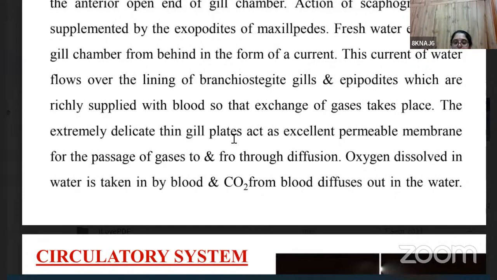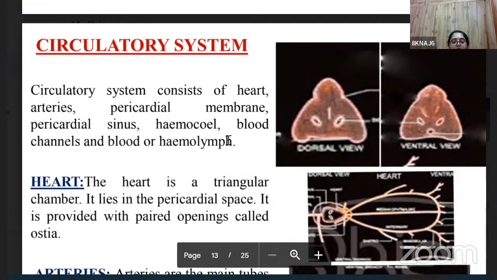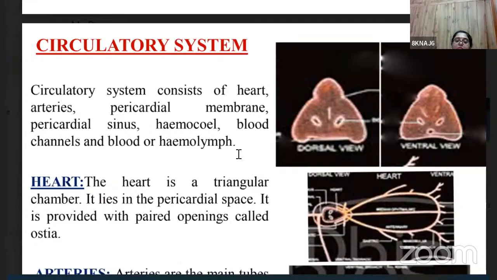And when it comes to the circulatory system, you get to see that it is the open type of circulatory system. In the circulatory system, you have the heart, arteries, pericardial membrane, pericardial sinus, hemocoel, blood channels, blood, hemolymph, etc.